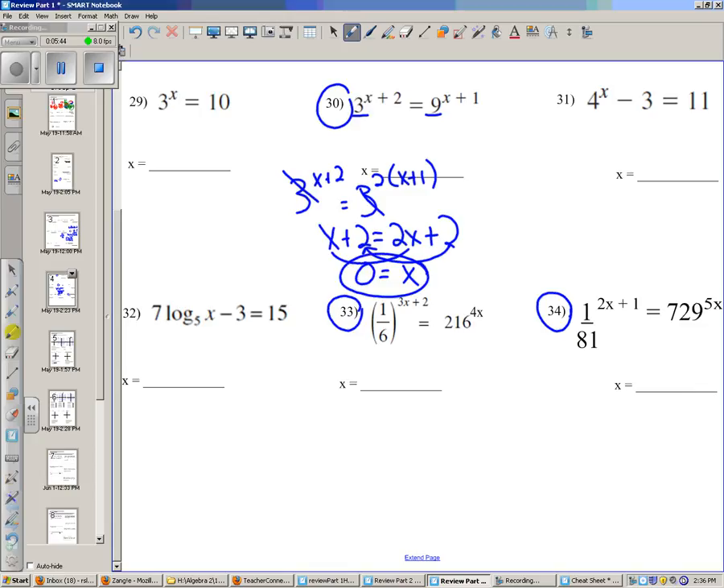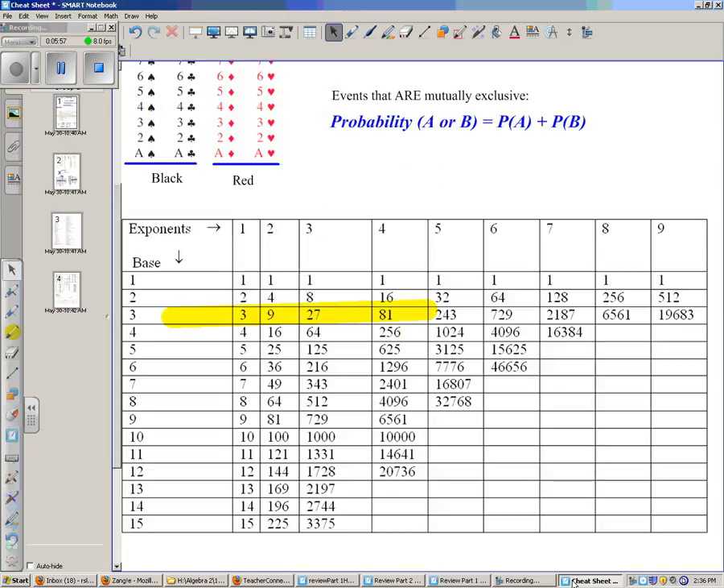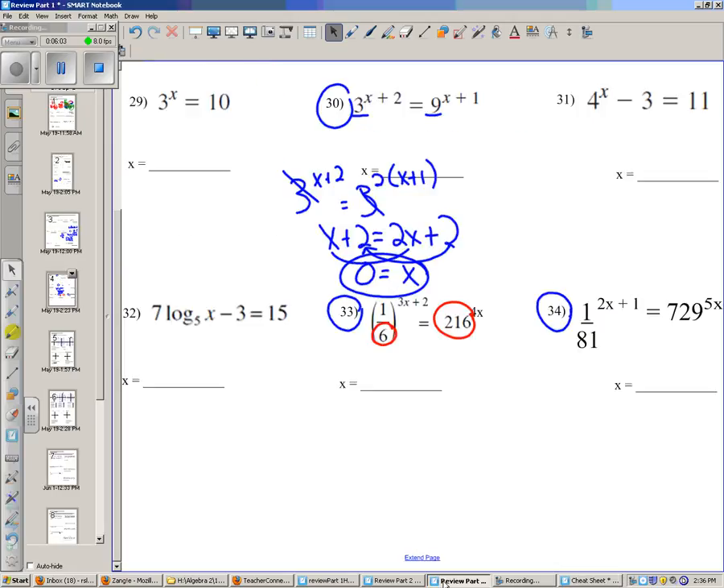Now, for instance, on 33 with a fraction, again, just looking at the cheat sheet, the fraction comes from being a negative exponent. So I'm looking on my cheat sheet for 6 and 216 to be in the same row. And when you do that, you'll find that right here in your base of 6. So I'm going to rewrite this with a base of 6. So 1/6 is the same as 6 to the negative 1, and now I have it to the 3x plus 2 power. And 6 cubed is 216 to the 4x power.